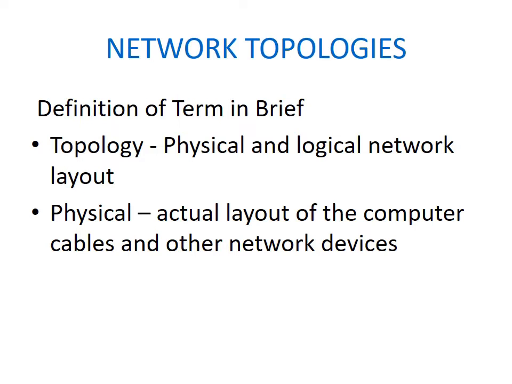So normally we have the computers, that's normally the nodes. Then we have cables. These are used to connect from one computer to another computer. And other network devices include the hub and the switch. As we progress, we shall be checking those devices which are used to connect the computers and cables on the actual layout.